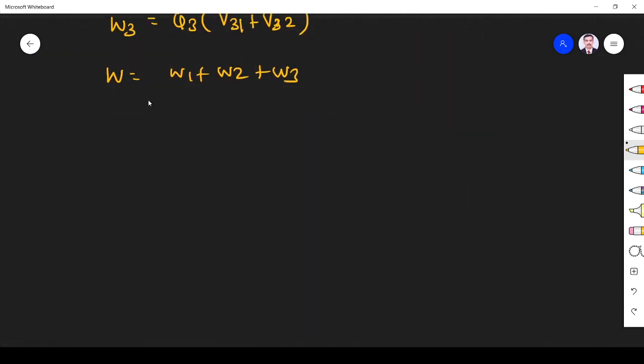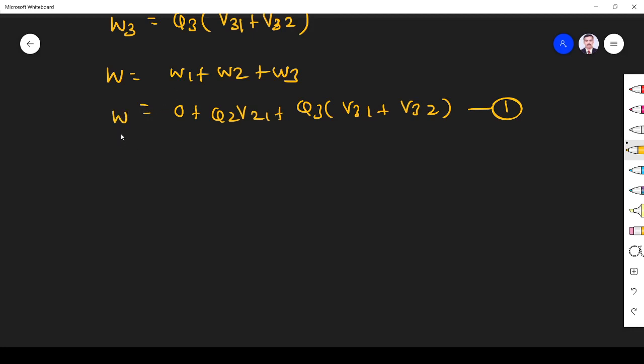So I will get W equal to 0 plus Q2 V21 plus Q3 into (V31 plus V32). Let us assume this is equation number 1. Suppose if you put the charges in the reverse order, first Q3, next Q2, next Q1, again we will have the same thing. We will have W3, W2, W1. So work done to move charge 3 first, charge 2 next, charge 1 next. So first the work done is 0, because initially it is free space.